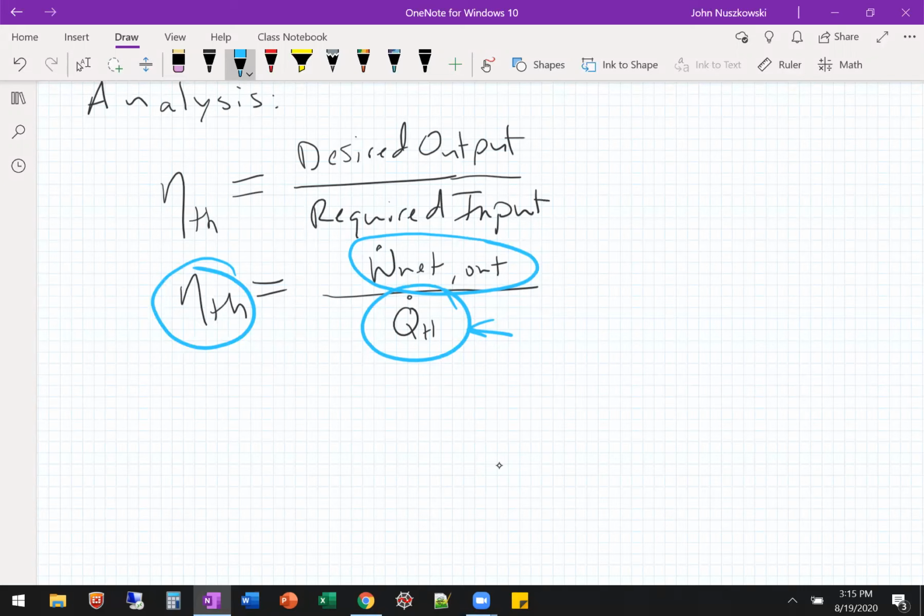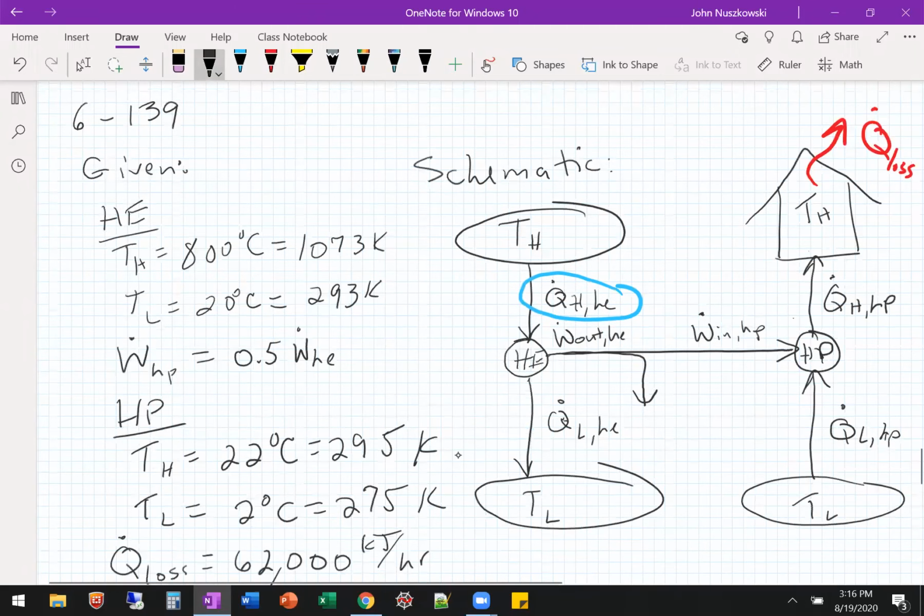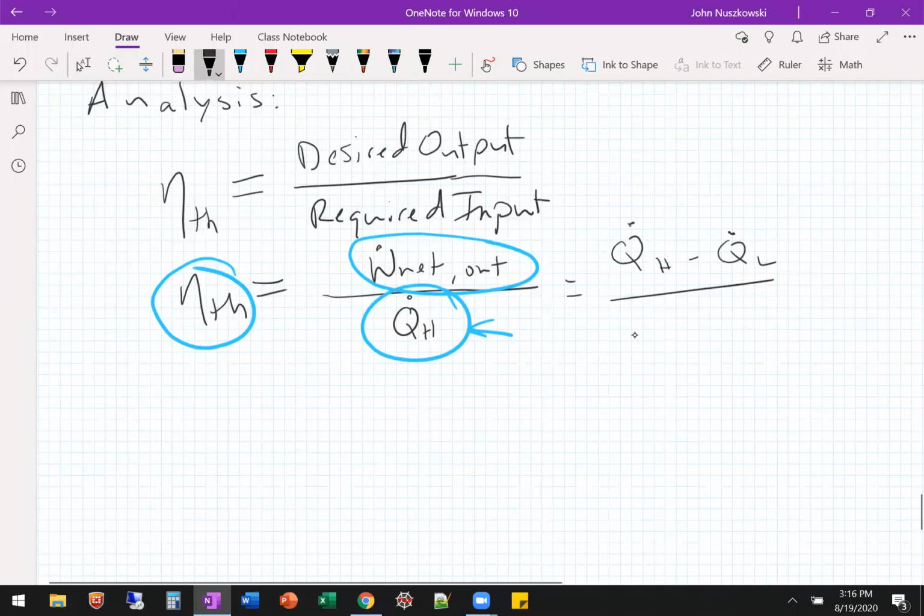Could we use 1 minus QL over QH? Is that what you said? Yes. All right, so that comes from the conservation of energy on the heat engine. Work net out is QH minus QL, right? So if we look at the arrows, QH is going in, work net out is going out, QL. So the work out plus QL has to equal QH. If you rearrange, you get QH minus QL, right? So dividing by QH would give us this.